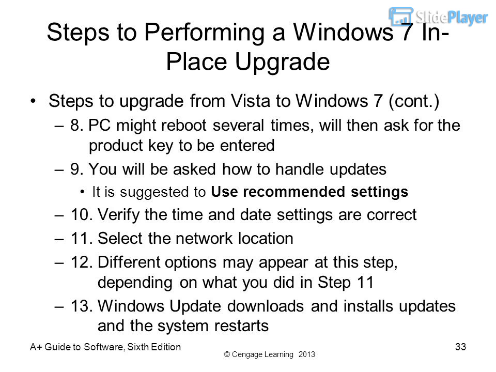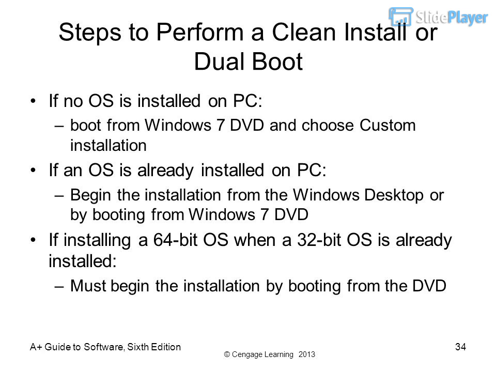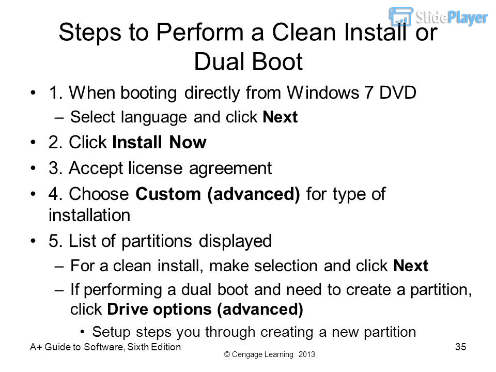A+ Guide to Software, 6th edition. Steps to perform a clean install or dual boot. If no OS is installed on the PC, boot from the Windows 7 DVD and choose Custom Installation. If an OS is already installed on the PC, begin the installation from the Windows desktop or by booting from the Windows 7 DVD. If installing a 64-bit OS when a 32-bit OS is already installed, you must begin the installation by booting from the DVD.